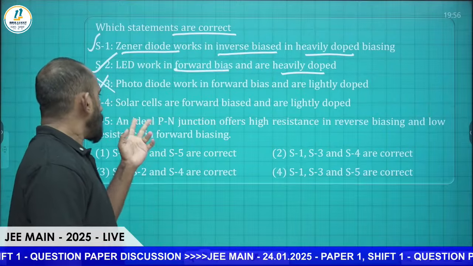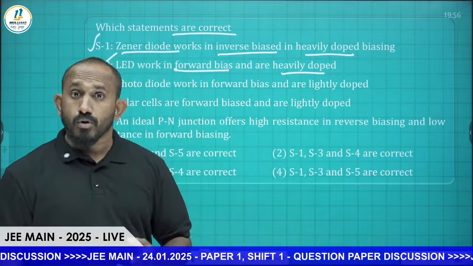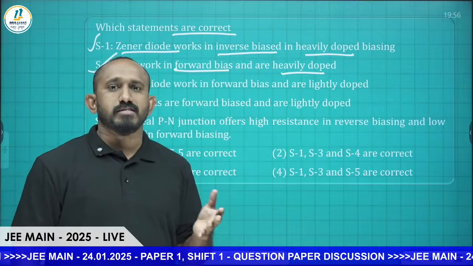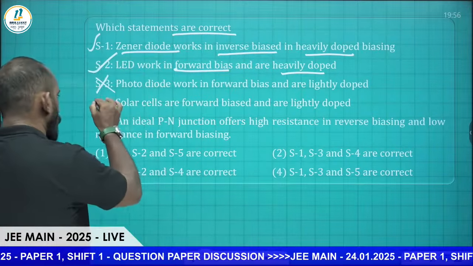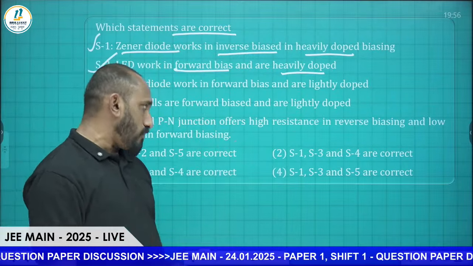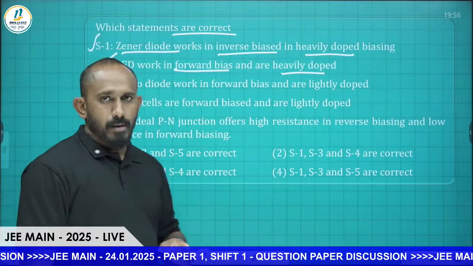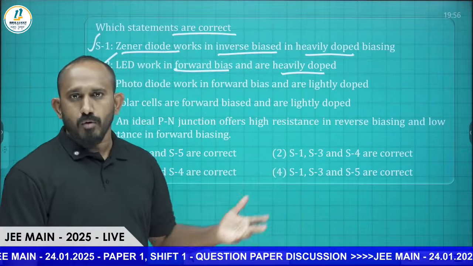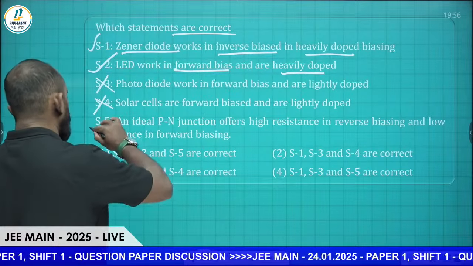Statement 4. Solar cells are forward biased and are lightly doped. Solar cells are not biased actually. Solar cells convert light energy to electricity. So it's not biased. So that's also wrong. Statement 5. An ideal PN junction offers high resistance in reverse biasing and low resistance in forward biasing. Of course, that's correct only. Forward bias, the current passes through it. So low resistance is there. So statement 5 also correct only.